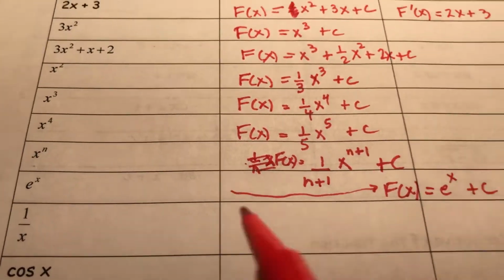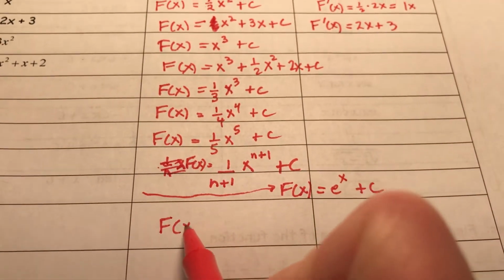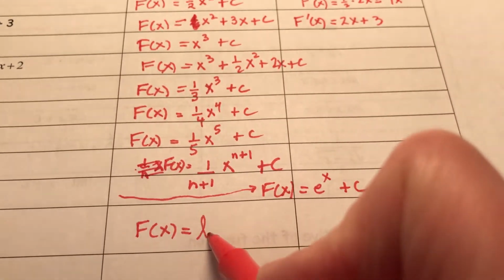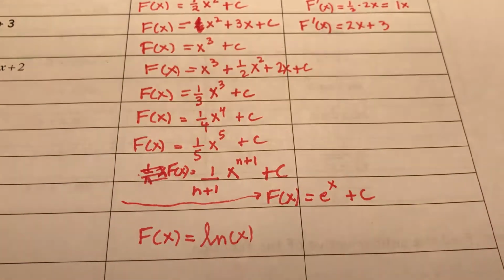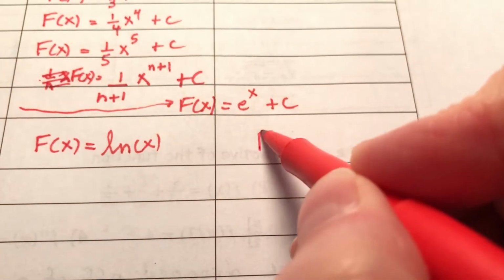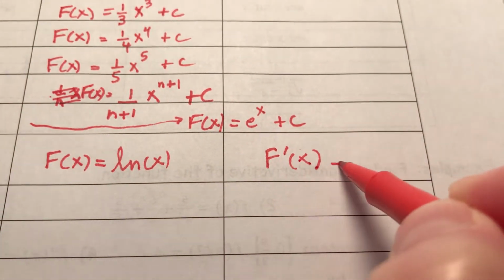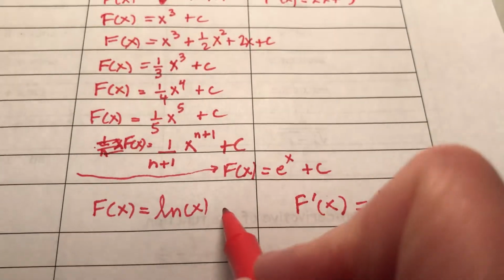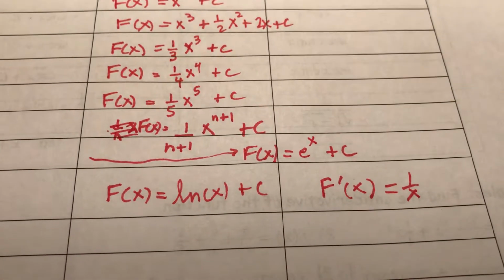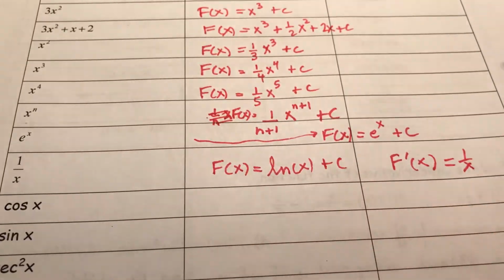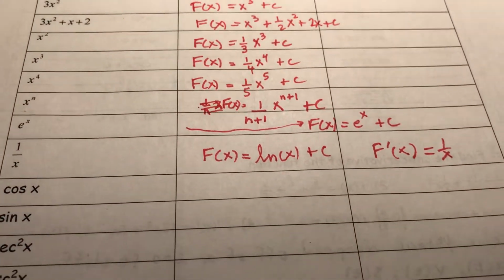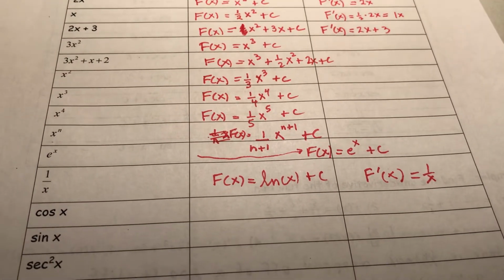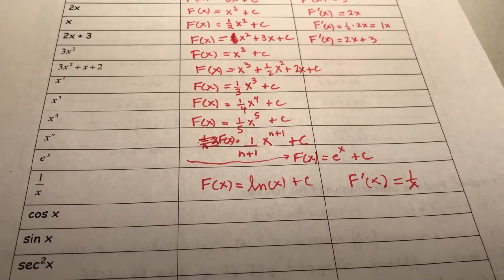Then we have 1 over x. Do you remember which function you take the derivative of that gives you 1 over x? It's ln of x. That's right. So take the derivative, you can always check. And you get that. Now we always have to put a plus c here because any constant will give you that antiderivative. And the derivative of that antiderivative is 1 over x.